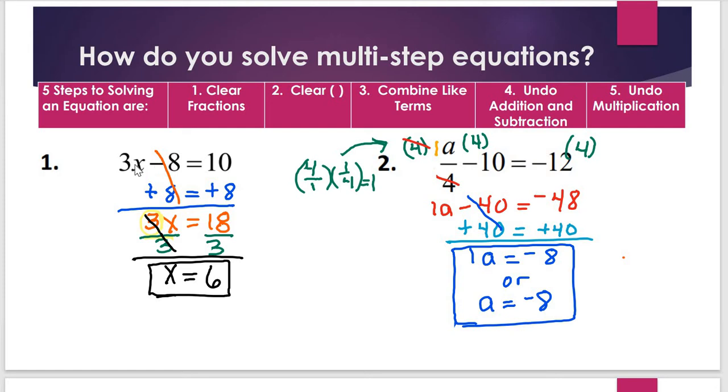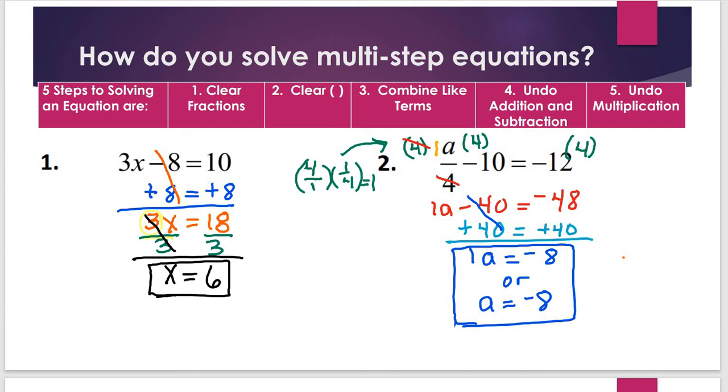So the first thing I'm going to do is start on the x side, and I'm going to undo my negative 8. It will be a plus 8. And when this cancels out and I bring down the 3x, I'm going to divide, and we're going to do step number 5. We're going to divide by 3, and x will give you 6.